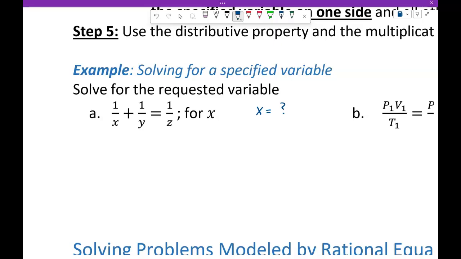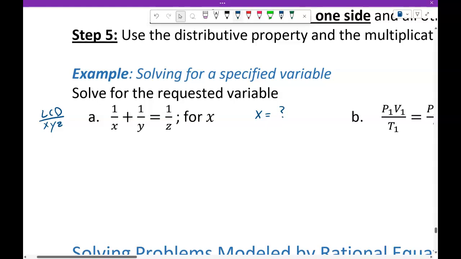So the first step is to identify the LCD. Well, we've got three fractions, all with unique factors, which means our LCD is the product of all three of those denominators. So we'll multiply everything by the LCD. We have our first fraction, our second fraction, and our third fraction. All of them will get multiplied by xyz. And then we'll go through and simplify, and we'll see what eliminates and what we have left.